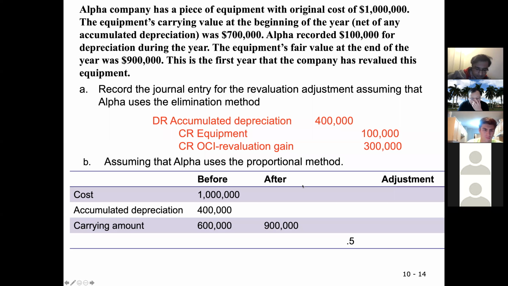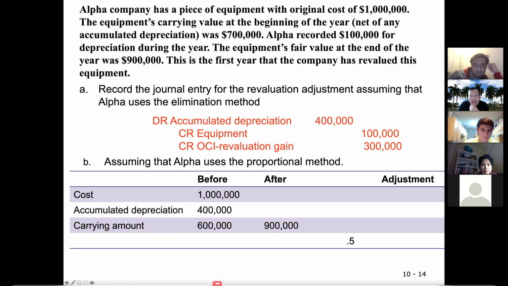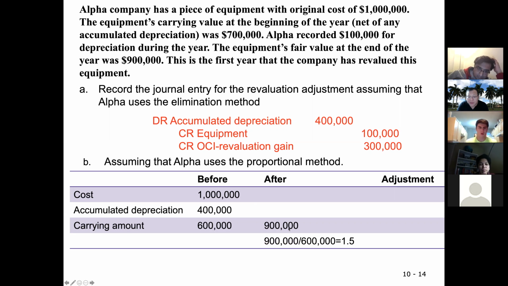Okay, so before the revaluation, the cost is 1 million. Cumulative depreciation is 400. Your carrying amount is 600, right? That's your carrying value at the year end. But you want it to be 900, right? Because that's the fair value. Okay, so then I want to do a calculation. 900 divided by 600, so that's 1.5. So that's my factor.